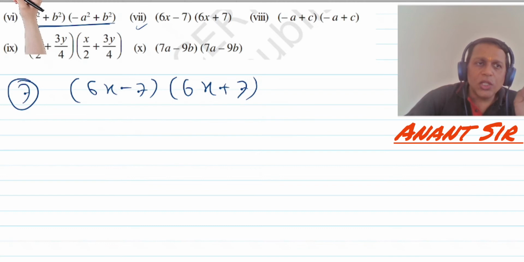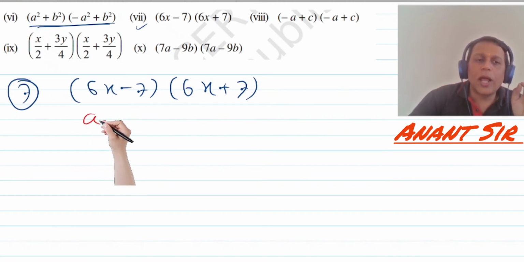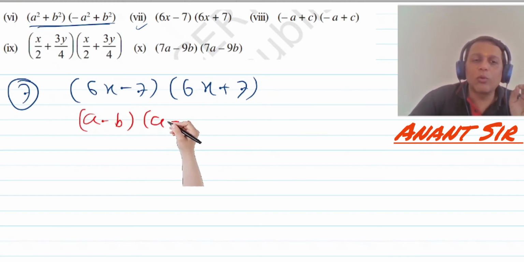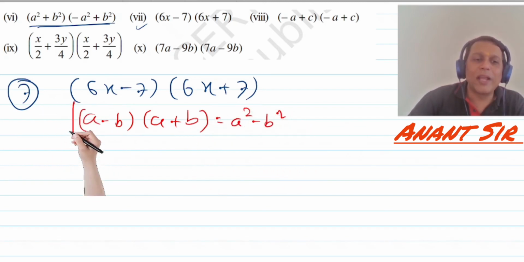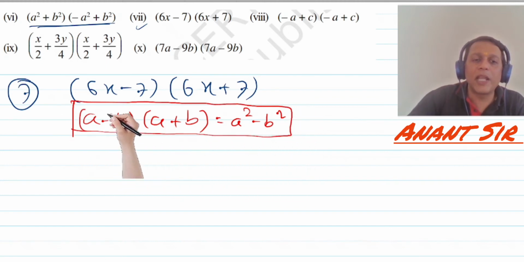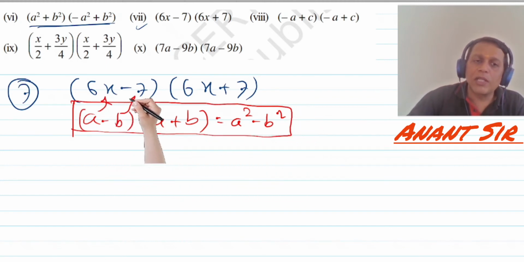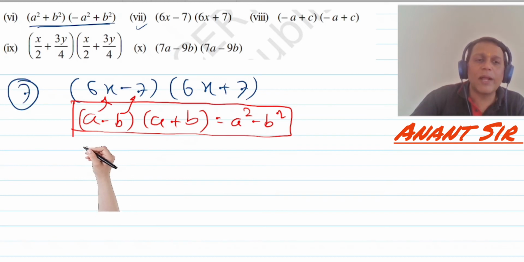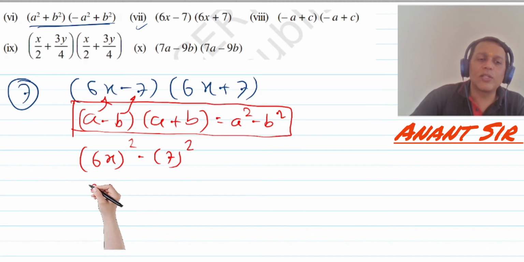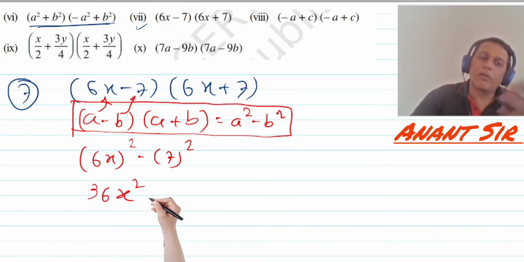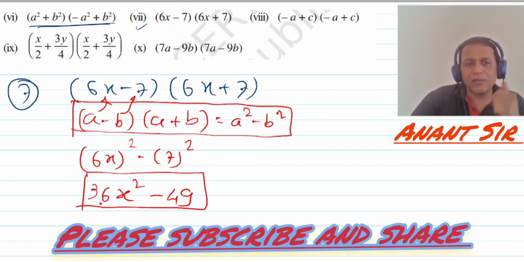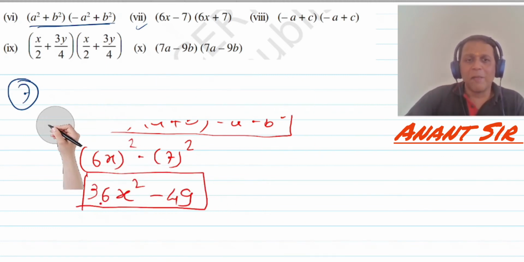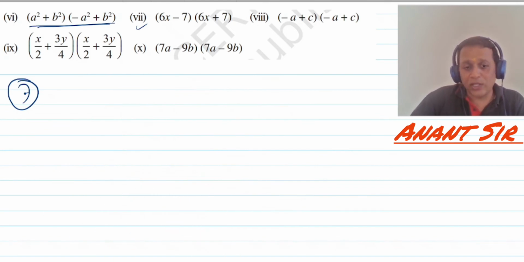So now just by looking at the question, I think you will be able to see that we have to use this formula. (a minus b)(a plus b) is a square minus b square, and you will be replacing a by first term 6x, b by second term 7. So a square minus b square means (6x) square minus 7 square. 6 square will become 36, x square will become x square, minus 7 square is 49. So this is our final answer, friends. So easy question, right? So that brings us to the next question.